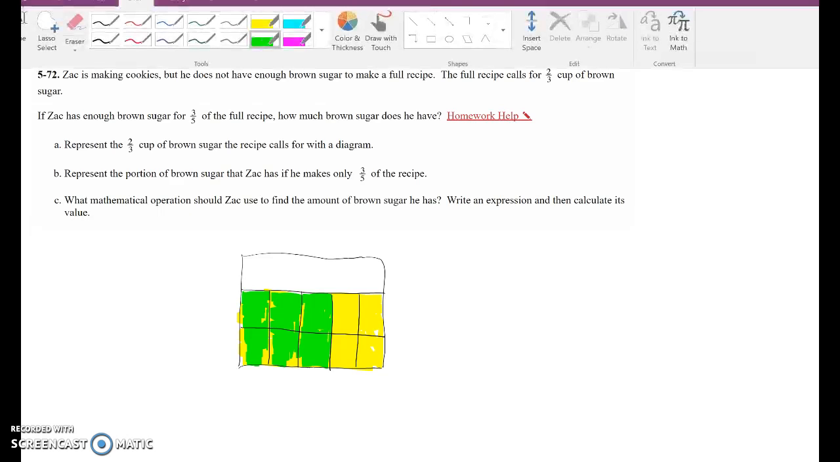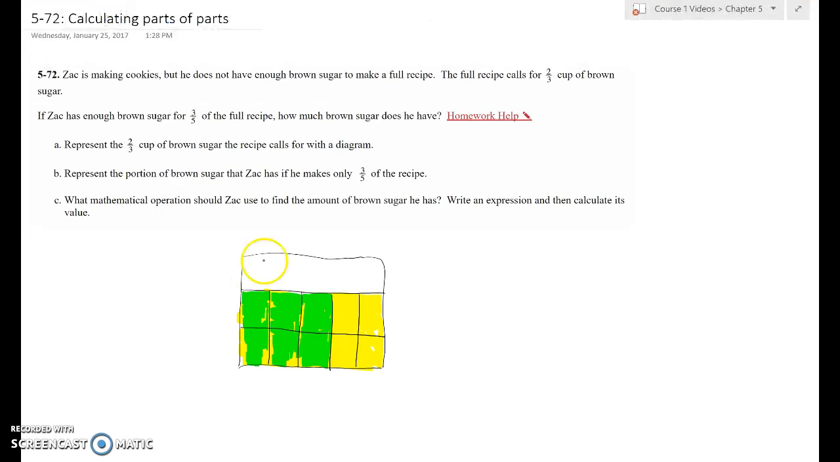Now, the question is, well, how much brown sugar does he have? So this is 1 full cup, and he's got 6 portions of, well, what is the whole cup now? He has 6 out of 1, 2, 3, 4, 5, 6/15 of a cup. Or, what is that? That's 2/5 of a cup. And it said what mathematical operation could he use?